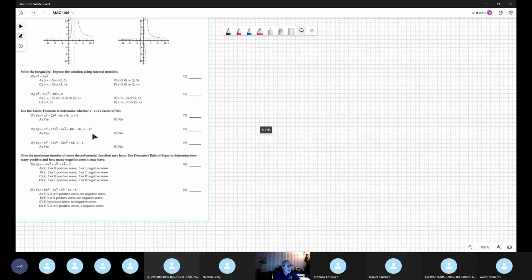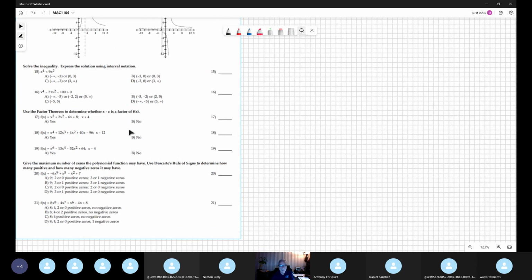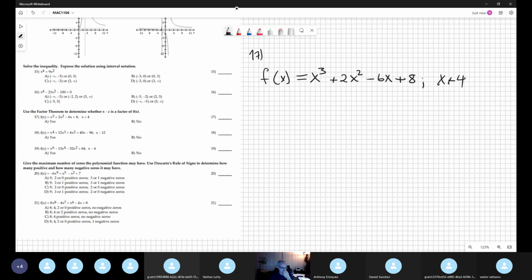But this is easy. Look, using the factor theorem, determine if this factor given belongs or not to the polynomial. So my polynomial in the equation 17 is x cubed plus 2x squared minus 6x plus 8, and the factor that I need to investigate is x plus 1. So my recommendation, there are many ways to do this, but my recommendation is doing it by synthetic division format.